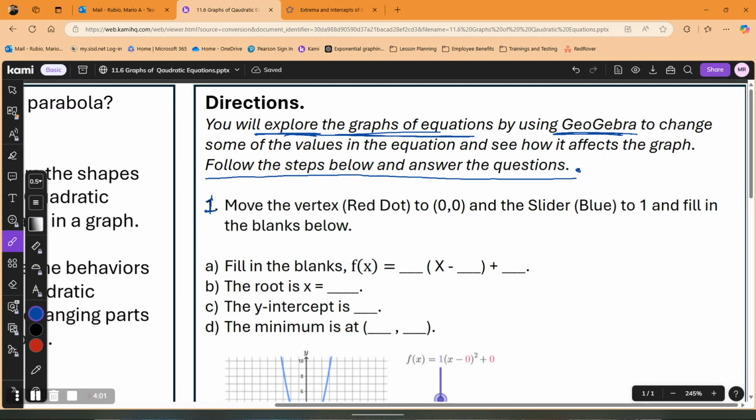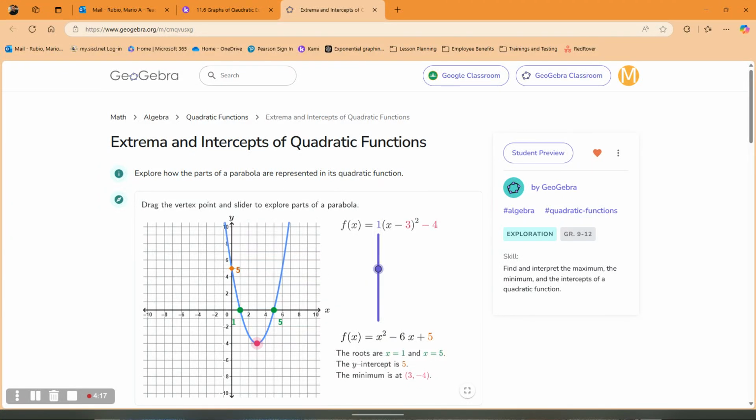Let's look at example number 1. Move the vertex, which is the red dot, to 0, 0, and the slider, which is the blue slide, to number 1, and then fill in the blanks below. So you're going to go to GeoGebra. You'll follow the link. It's going to look like this. Okay, it should look like this on your screen.